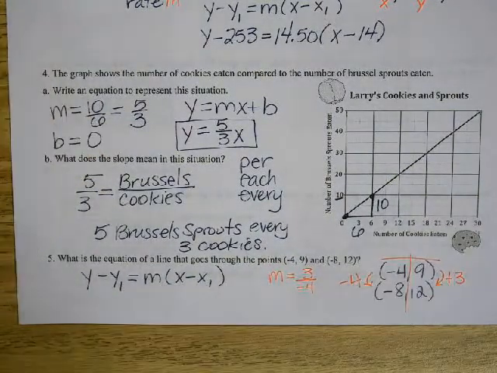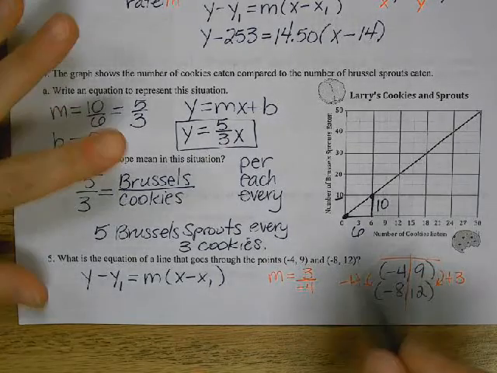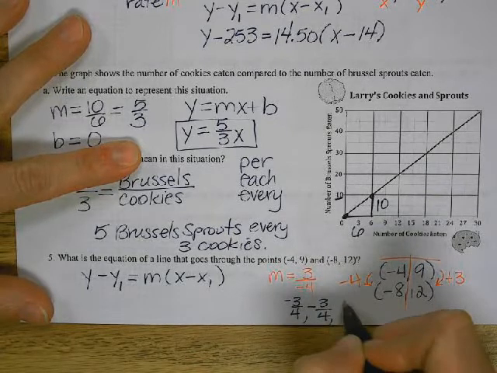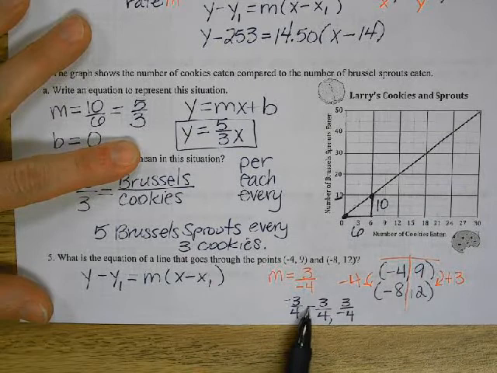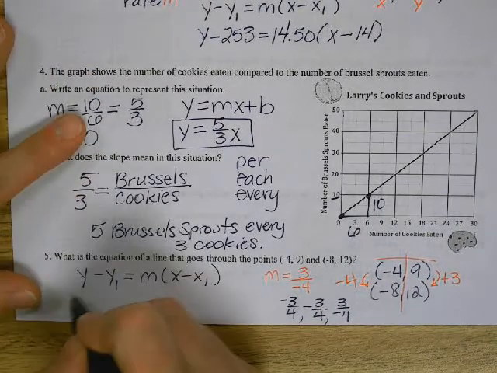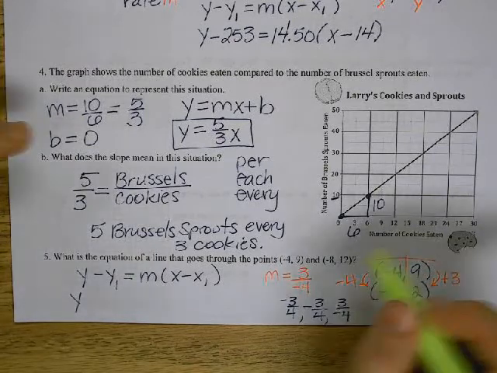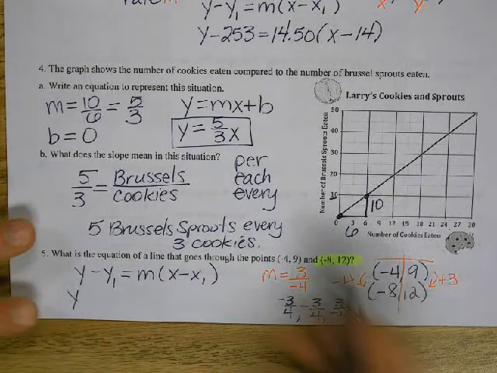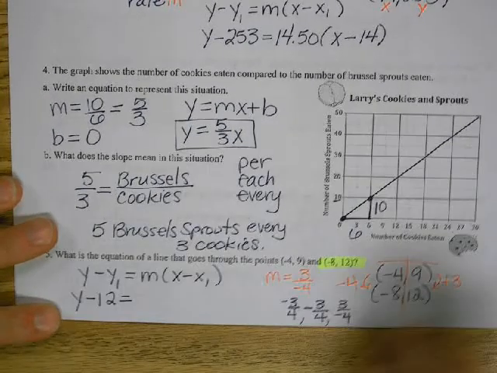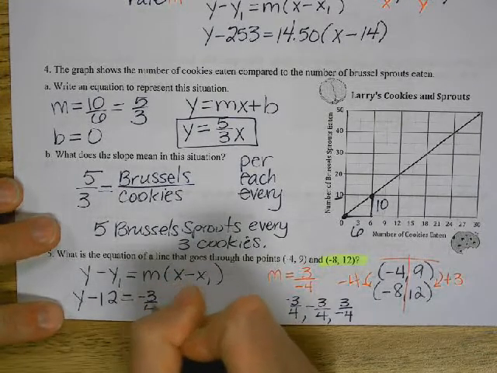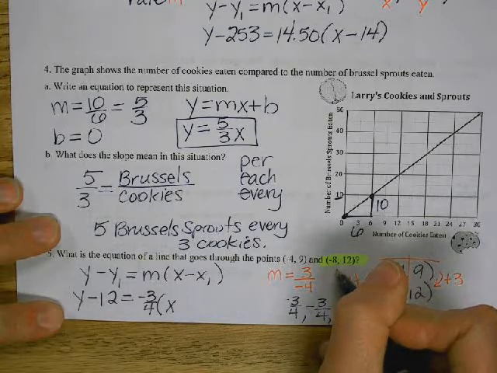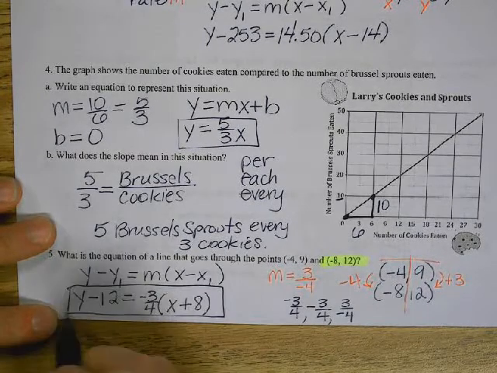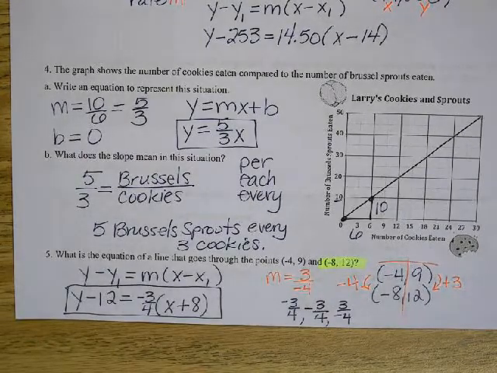3 over -4. Now, it's really -3/4 because remember I can have the negative in front of the 3, in front of the entire fraction, or I could have it on the bottom as long as I only have it in one place. Okay? So now I just pick a point. I'm just going to use -8 and 12. You could use either point, it doesn't matter which one you pick, but my y value is 12. So y minus 12 equals, my slope is -3/4, and then x minus -8, but 8 is negative, so we say plus 8, because we use the opposite sign when we write our equation. Opposite day. Okay?